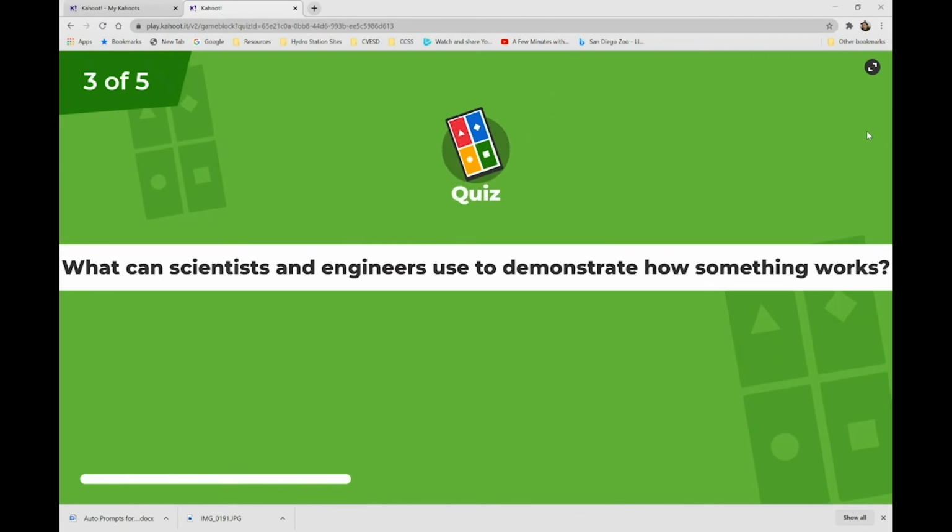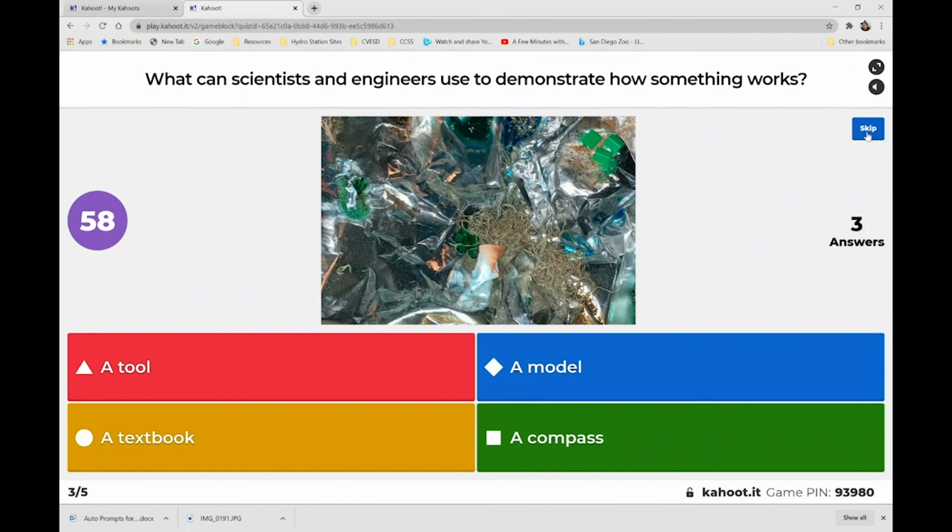Now our third question. What can scientists and engineers use to demonstrate how something works? Is it red triangle, a tool? Is it yellow circle, a textbook? Is it blue diamond, a model? Is it green square, a compass?